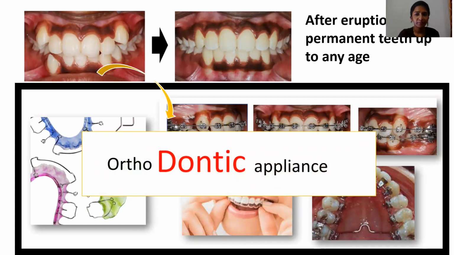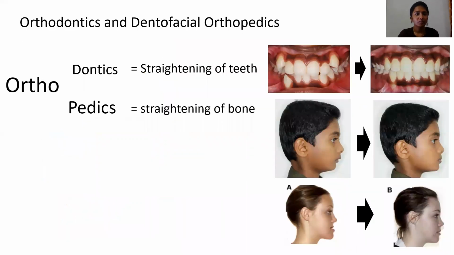And these appliances can be given any time after the eruption of the permanent teeth, which simply means that there is no age limit for giving an orthodontic appliance as long as the dentition as well as the periodontium is healthy. So what is orthodontics? Dontics means teeth and ortho simply means straightening. So orthodontics means straightening of teeth.